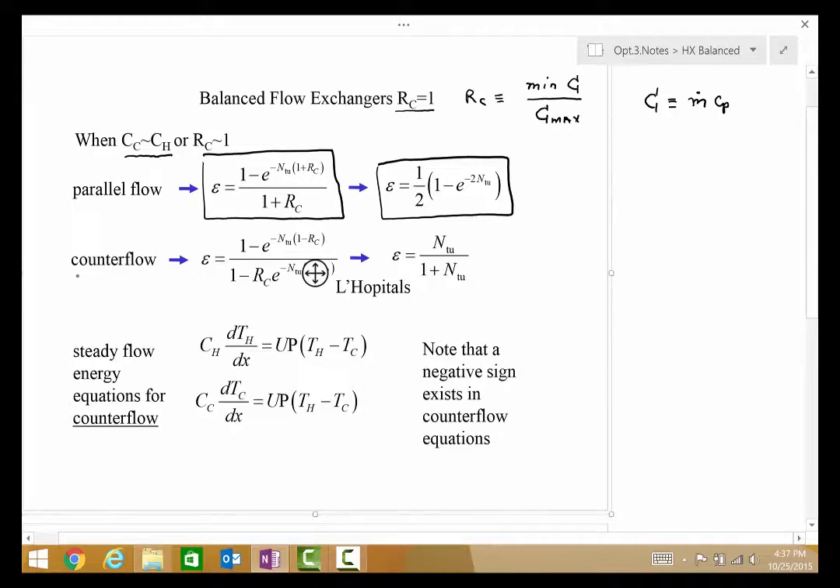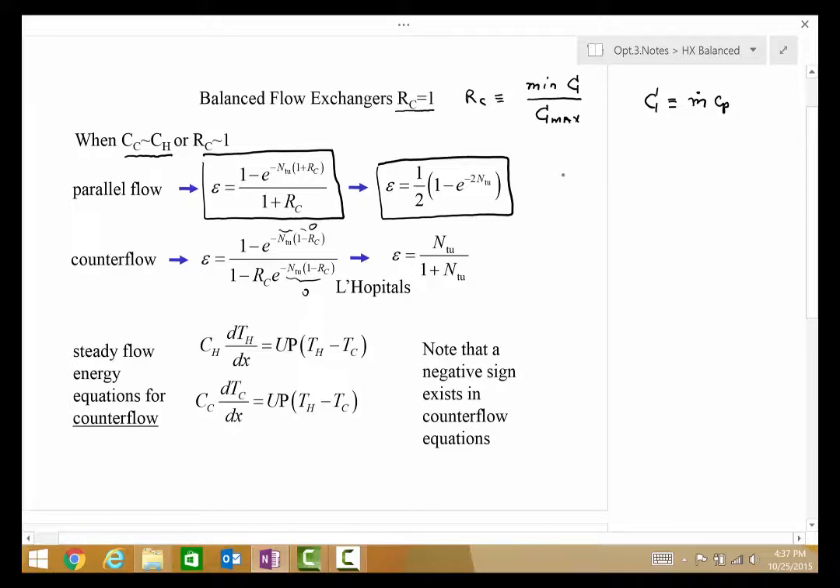For the counterflow heat exchanger, it's a little bit more complicated. When the capacity ratio is equal to 1, the argument of the exponential is equal to 0 in both the numerator and the denominator. So for the numerator, we have 1 minus e to the minus 0, or 1 minus e to the 0, which is 1 minus 1, which is equal to 0. In the denominator, we have 1 minus 1 times 1, so we have 1 minus 1, which is also equal to 0. So it's an indeterminate form.